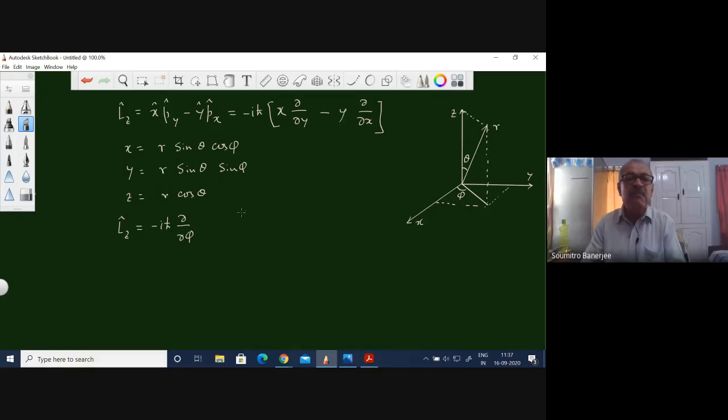You can quickly check by actually applying del f, del phi, on some arbitrary function f. This can be expanded as del f del x, del x del phi, plus del f del y, del y del phi, plus del f del z, del z del phi, and then you can substitute these from here, and you will find that that yields exactly what you started with here. So this is something I leave to you to do.